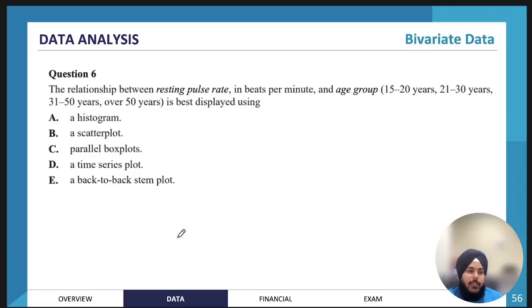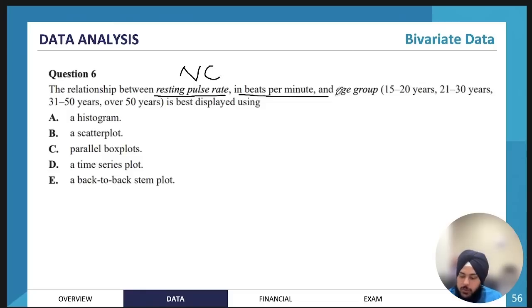Just a quick example here. The relationship between resting pulse rate per minute and age group is best displayed using... First of all, we have a resting pulse rate in beats per minute. What type of variable is this? We have a numerical variable because we're measuring a quantity, and because beats per minute is something that we're measuring, not counting, it would be continuous.